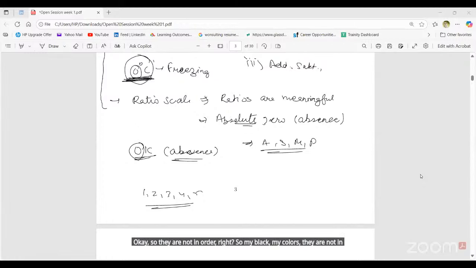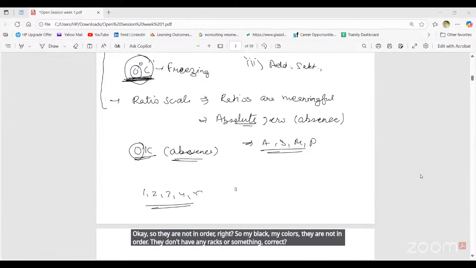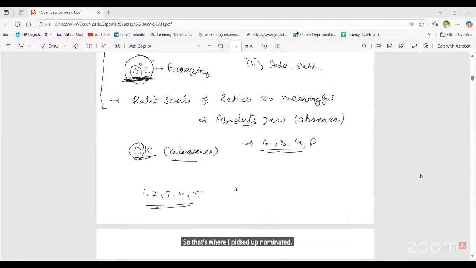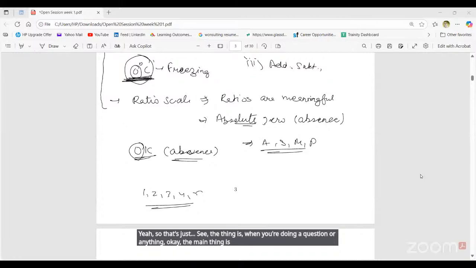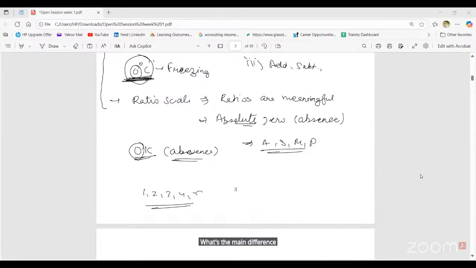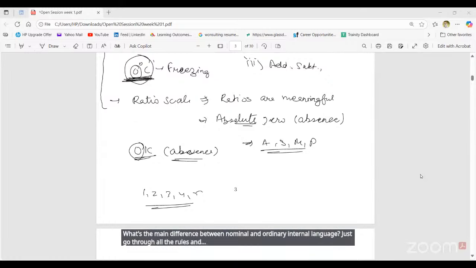They don't have any ranks or something, correct? So that's why that's a nominal scale. Okay? Okay, ma'am. So the thing is, when you're doing a question or anything, the main thing is you should know what's the main difference between nominal, ordinal, interval, and ratio. Just go through all the rules of every quantity.